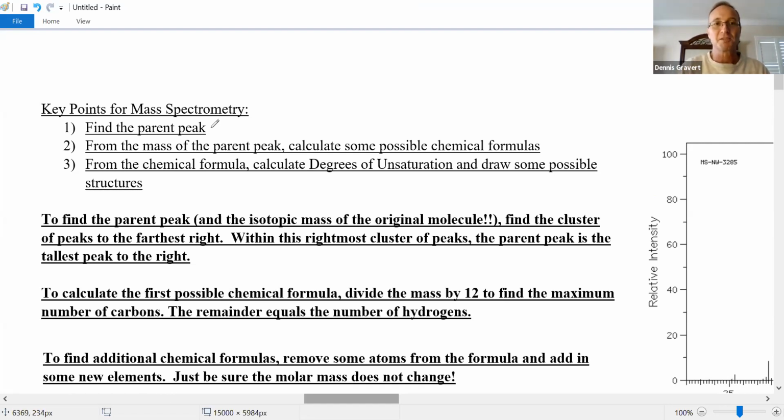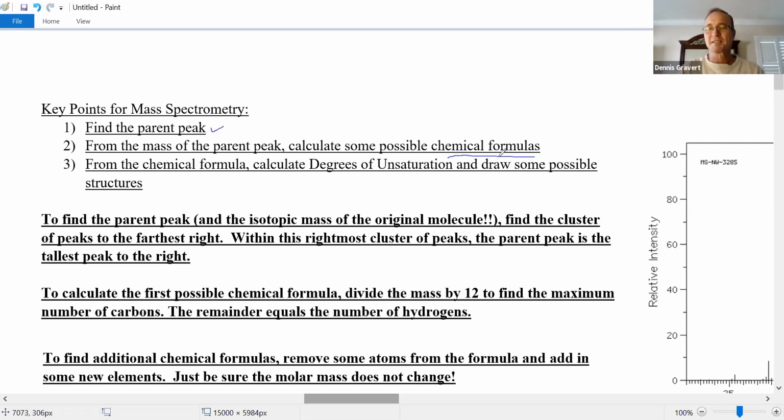First, key and foremost, very carefully double check your work. Find that parent peak. It's not always obvious, and sometimes we make mistakes, but as we start doing analysis, maybe we'll find an error. It's like, wait, this doesn't make sense. Find that parent peak. From the parent peak, do a little math and calculate some possible chemical formulas. So you're going to divide by 12. The leftovers are hydrogen.